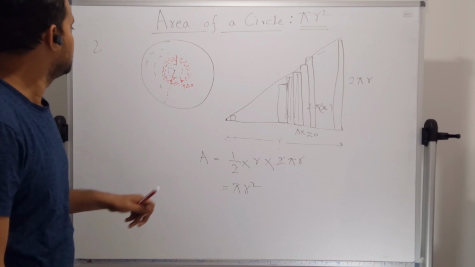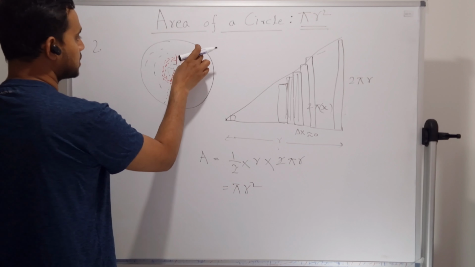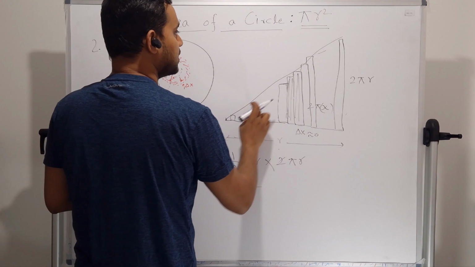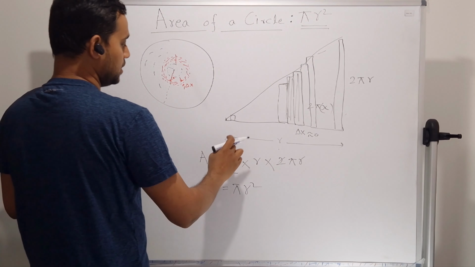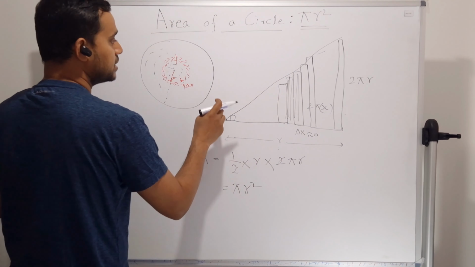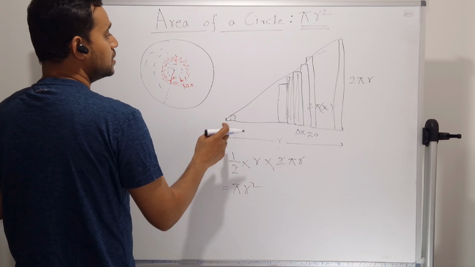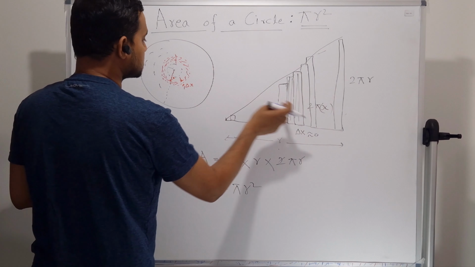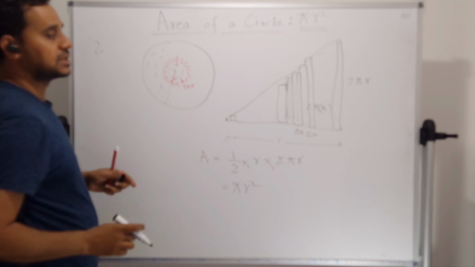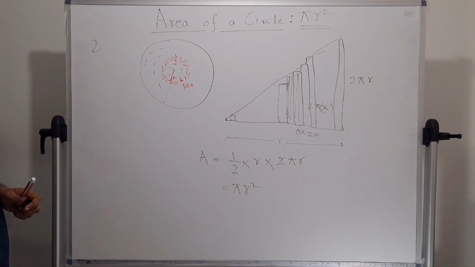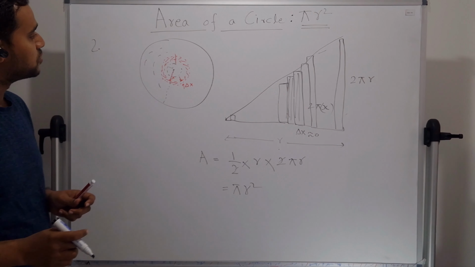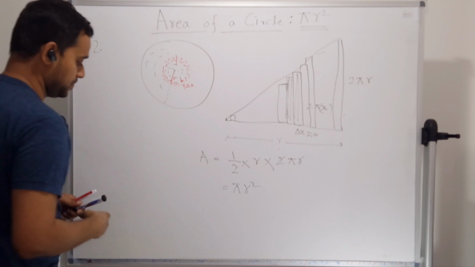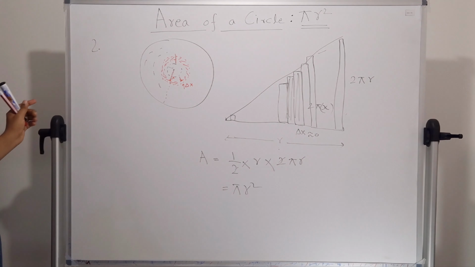This is another way where we have divided the original circle into many rings, and we have placed the rings such that they form a triangle. And we have proved that the area of the triangle is pi r square. This should be the same as the area of the circle, because this triangle was constructed from the rings in the circle, right? This is the second way using which we have proved that the area of a circle is pi r square. And again, we didn't use calculus, correct? Let's move on to the third way.